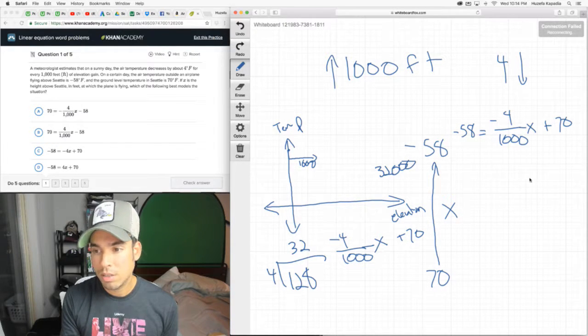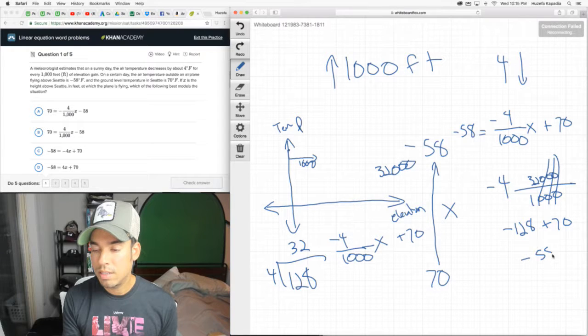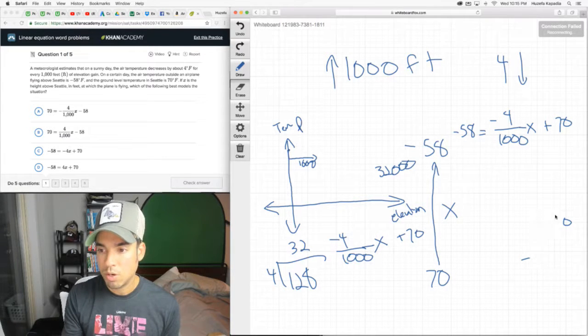So if we plugged in 32,000, would this work? Divided by 1,000, that goes away, times -4, that would give us -128 plus 70. And indeed, it would give us -58 on the right side. So I'm feeling pretty confident that this is our equation.